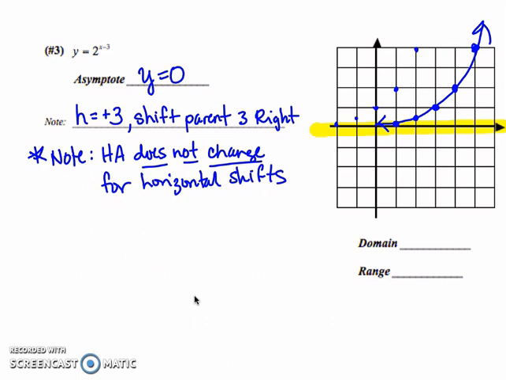Our domain here, it's an exponential function, so x is all reals. Our range, since we did not change our asymptote, is going to be y is greater than 0 or the interval 0 to infinity. So this has just kind of been a review of what an exponential function looks like and the different shifts that we can have that can move it left, right, up, down. And of course, when we have our vertical shifts, we're affecting our horizontal asymptote.